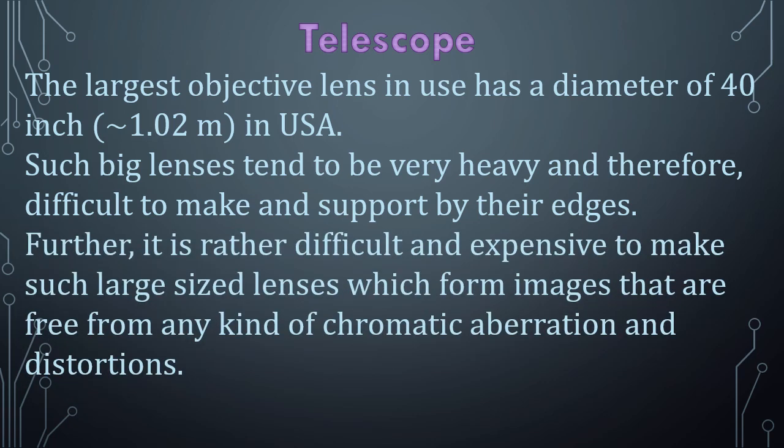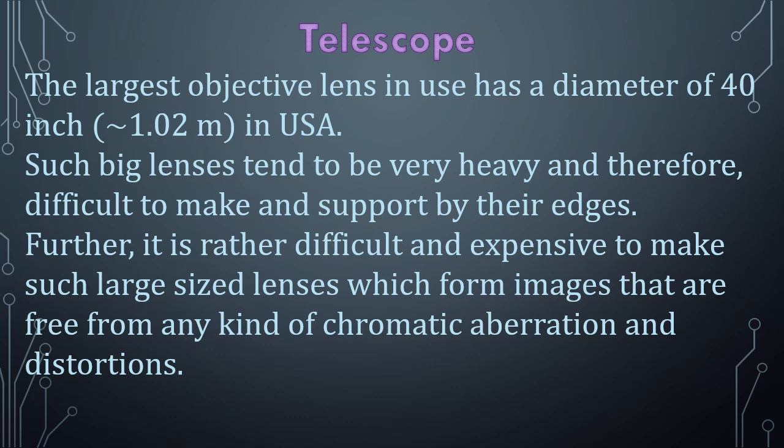Further, it is rather difficult and expensive to make such large lenses which form images that are free from any kind of chromatic aberration and distortion. Here, chromatic aberration means the failure of the lens to focus all the colors at the same point. You can say that it is a defect produced due to dispersion of light.